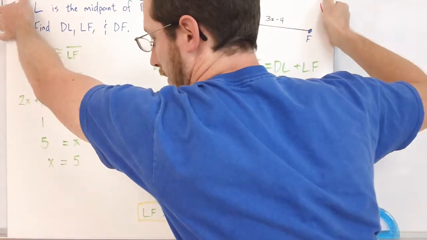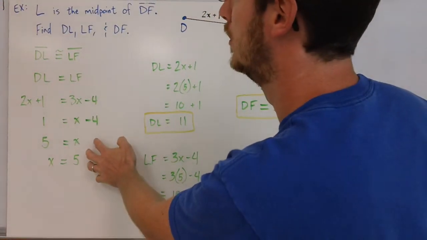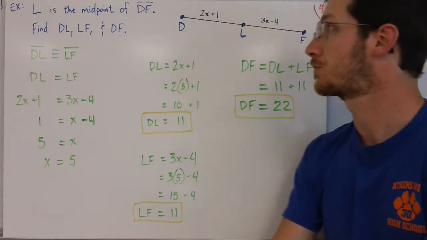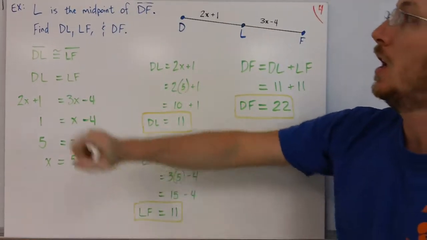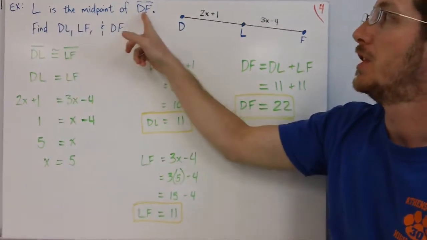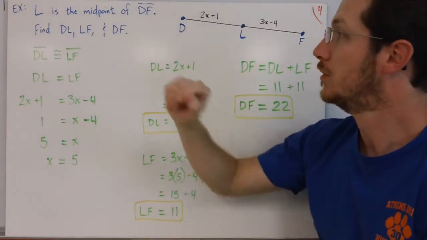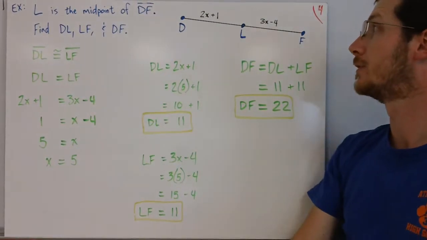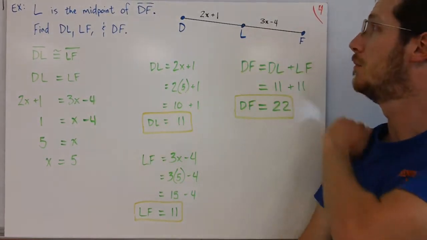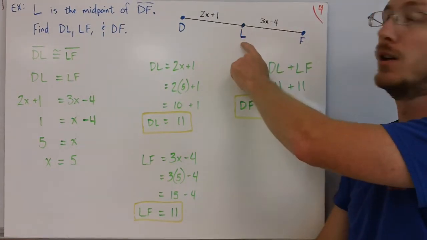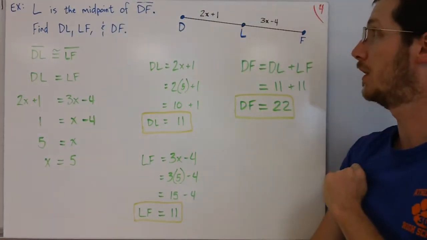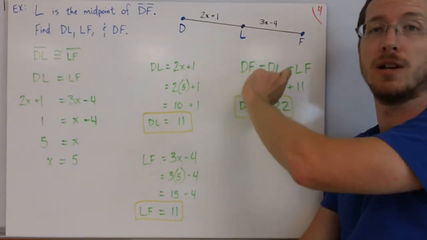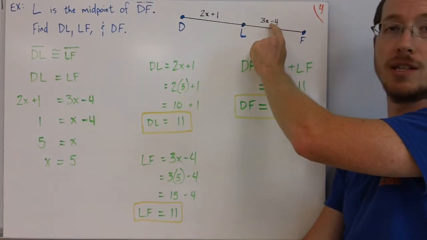All right, let's look at an example of a problem using the midpoint. In this example, it says L is the midpoint of segment DF. They want us to find DL, LF, and DF. Here's our diagram. We've got segment DF. We're told, remember, that L is the midpoint. And we're given two measurements here. DL is 2x plus 1, and LF is 3x minus 4.